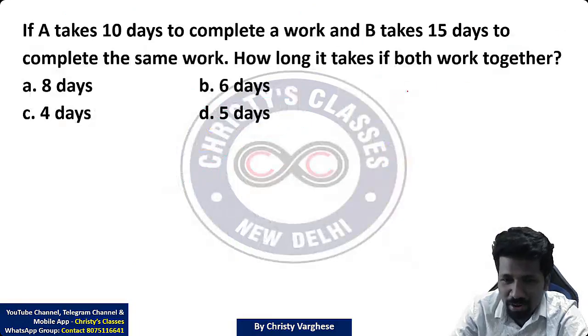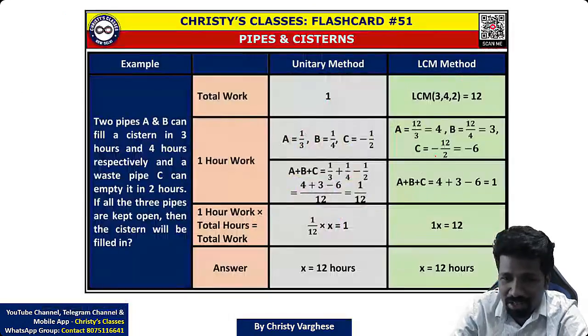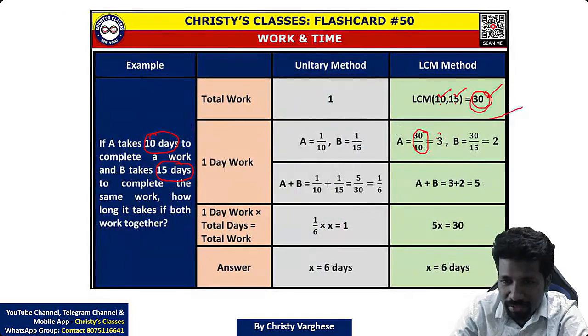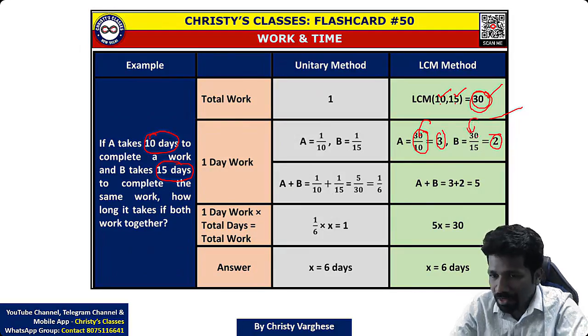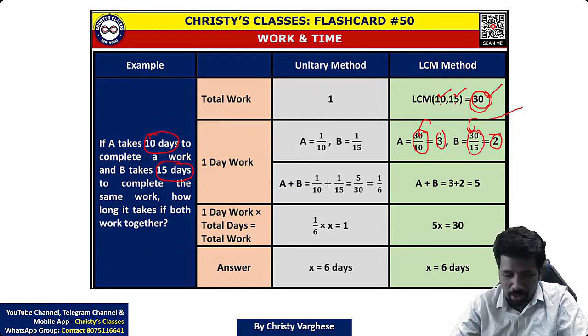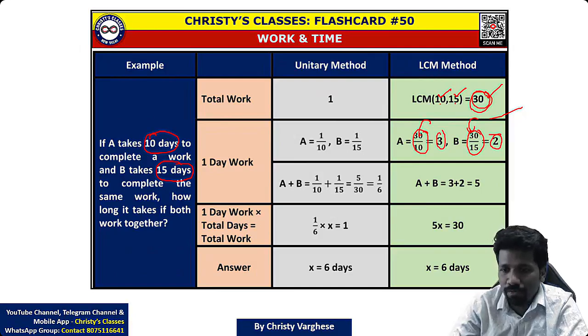अभी तक क्लियर है ना all of you? 1 day 3 chocolate, 1 day 2 chocolate. Priyanka, this is that 30/10 and 30/15. I think now it is clear, and all of you clear na? 1 day work of A, 1 day work of B. Now 1 day work of A, 1 day work of B is given.